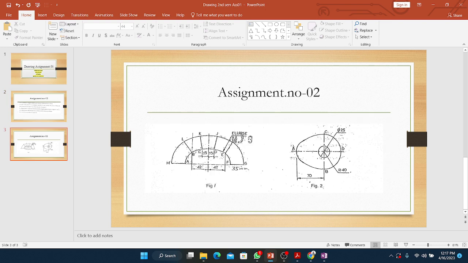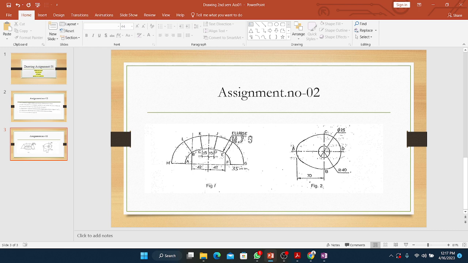If you want to draw this one, this part is very easy. Normally from one point you can draw a circle, and the diameter of the circle is 25. Then you want to draw these two axes, x and y, the vertical and horizontal axes through the center point. Then you want to draw a half circle with a radius of 40 millimeter, as it is given.